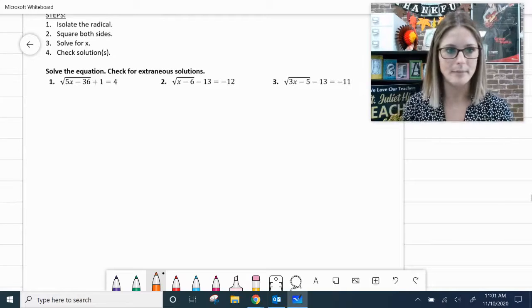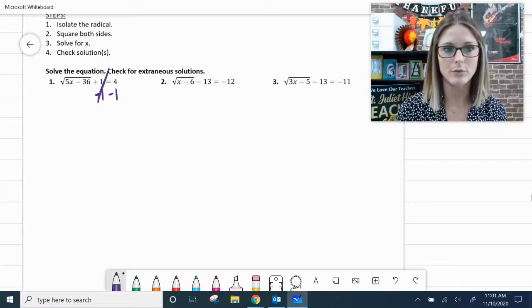So let's start with number 1. Your first step, isolate that radical. So I will need to subtract 1 before I really get started. The square root of 5x minus 36.